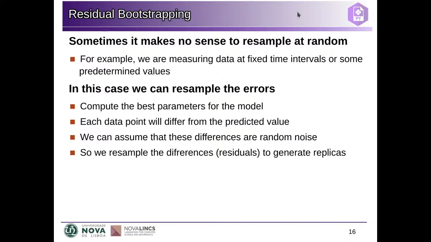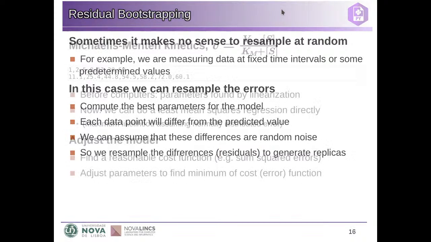Instead of resampling the whole data, we are just going to resample the errors, that is the residuals between the best curve that we can fit and the actual data. So each data point will differ from the predicted value by some amount, and we can assume that these differences are due to some random factors and they all come from the same distribution. If we assume that, then we can resample these differences, these residuals, by just picking them at random and assigning them at random to different points. So let's see how we can do this.